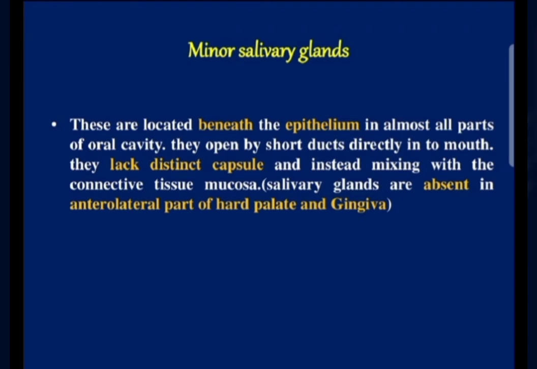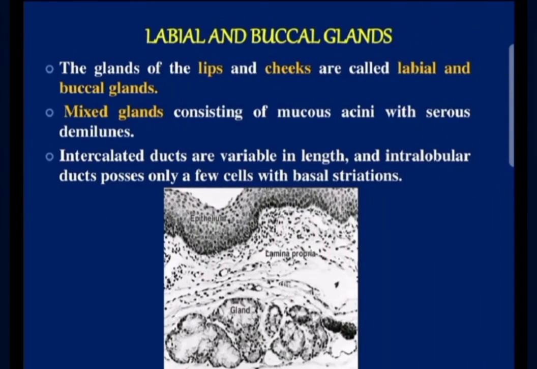Minor salivary glands. These are located beneath the epithelium in almost all parts of the oral cavity. They open by short duct directly into the mouth. They lack a distinct capsule and instead mix with the connective tissue of the mucosa. Salivary glands are absent in the anterolateral part of the hard palate and the gingiva.